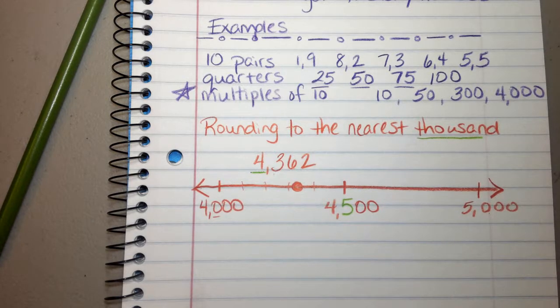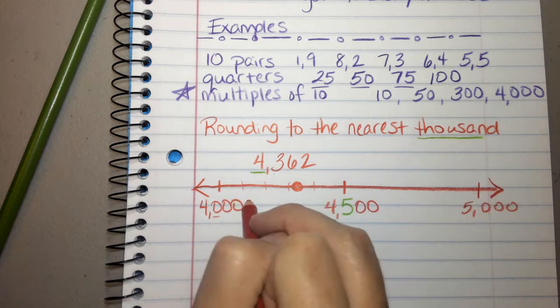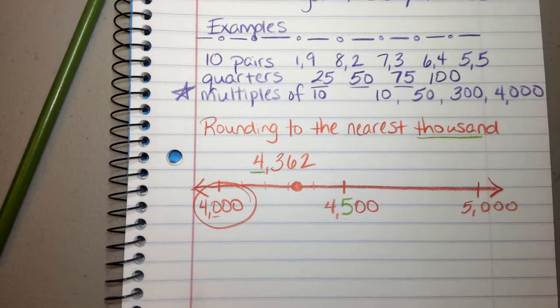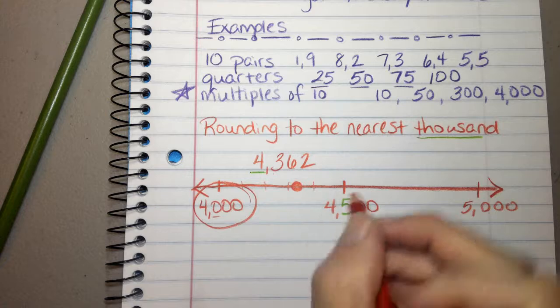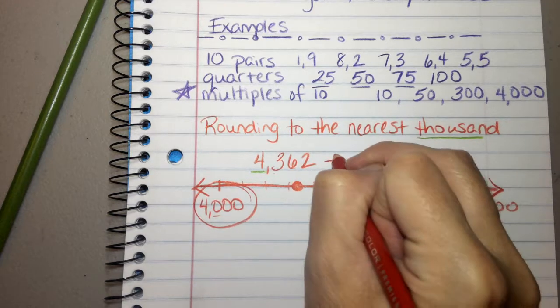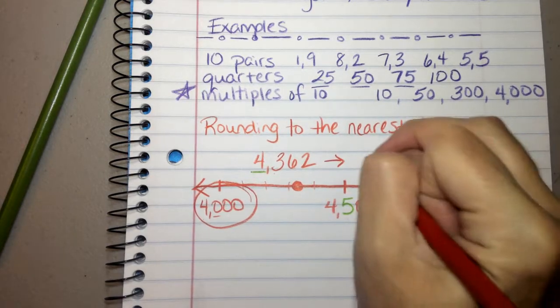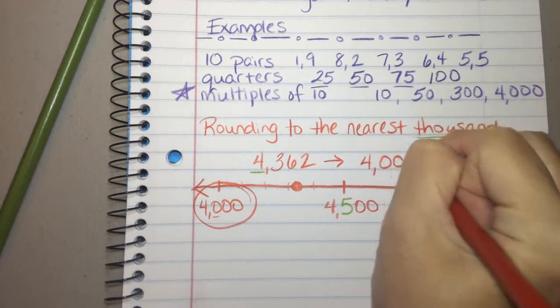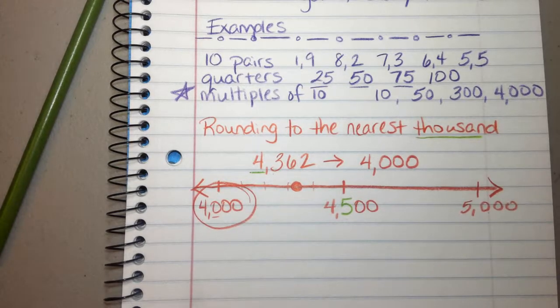Okay. Now, the only other tricky part is this may be closer to my midpoint, but I'm not worried about that. I want to know which end it's closest to. So this one is closest to this end. So to the nearest 1,000, 4,362 rounds to 4,000. Okay?